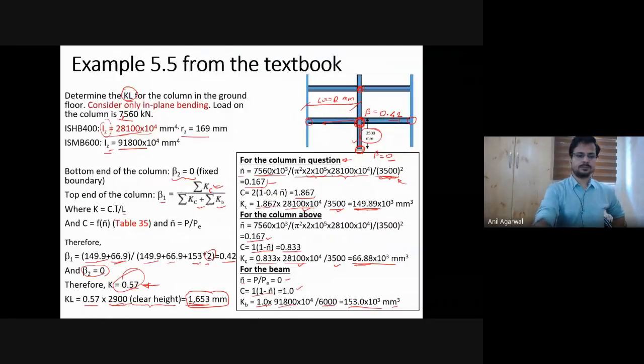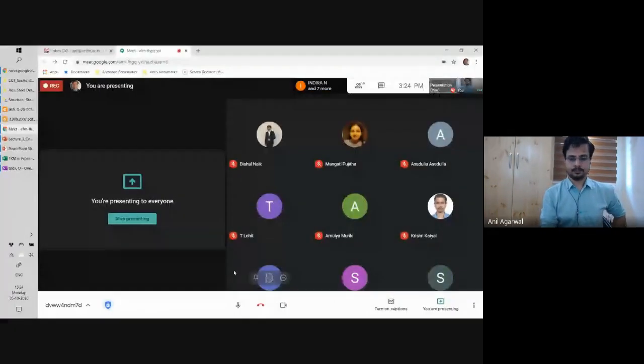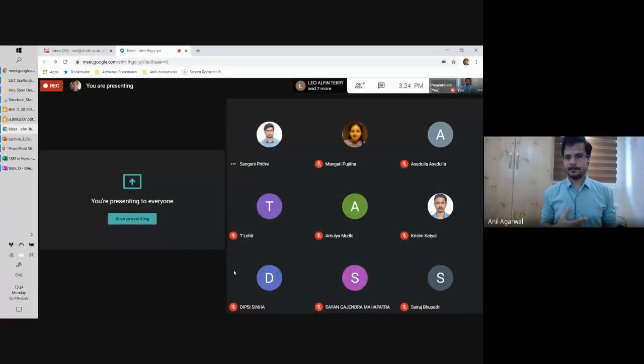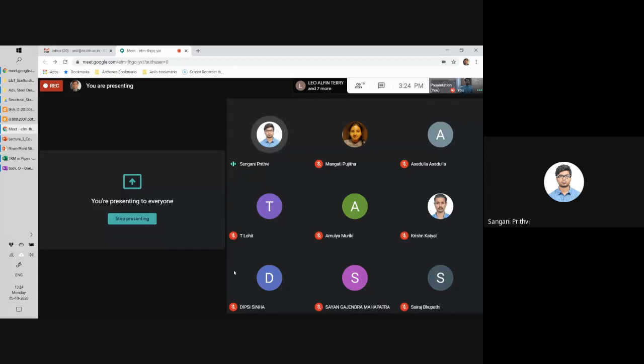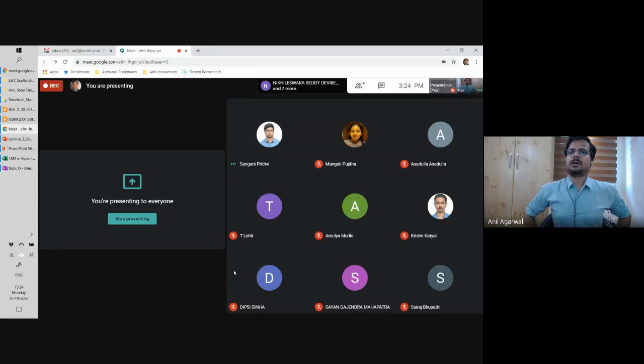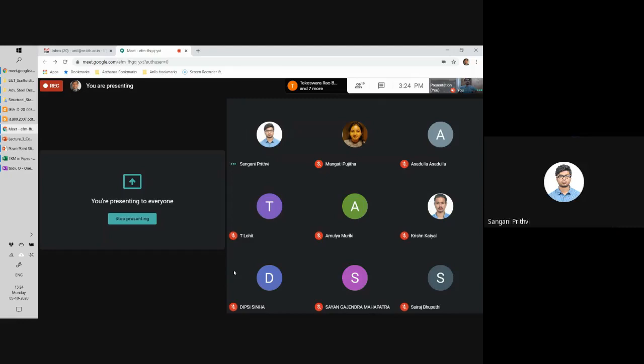Any questions? Sir, in this problem, the governing plane of bending should be out of plane, because... Yes. Yeah, that must be the governing one, but this is just a theoretical example, of course. Yeah, like while we design, we'll go for the minor axis bending.